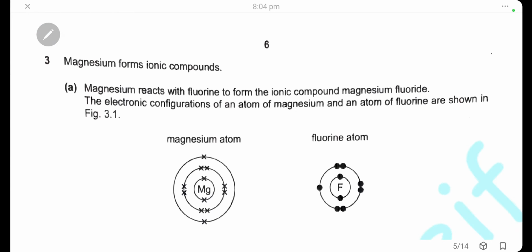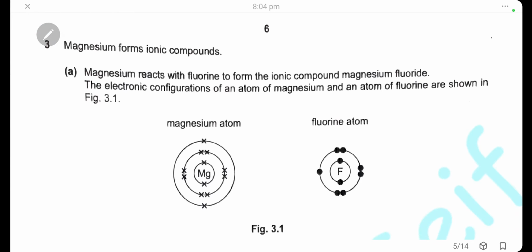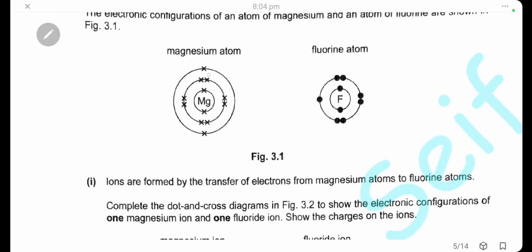Then question 3, magnesium forms ionic compounds. Magnesium reacts with fluorine to form the ionic compound magnesium fluoride. The electronic configurations of an atom of magnesium and an atom of fluorine are shown. Here we have the electronic configuration of the magnesium atom, 2, 8, 2, and for fluorine it will be 2, 7, because fluorine is in group 7 and magnesium is in group 2. Ions are formed by the transfer of an electron from the magnesium atom to fluorine atoms.